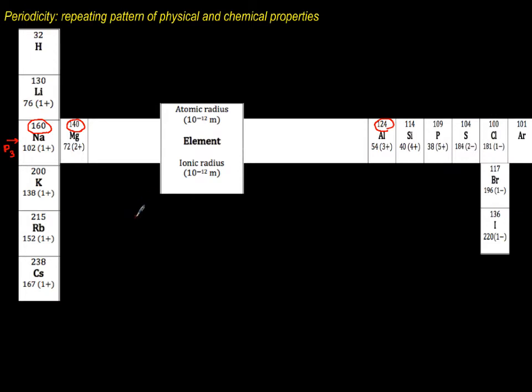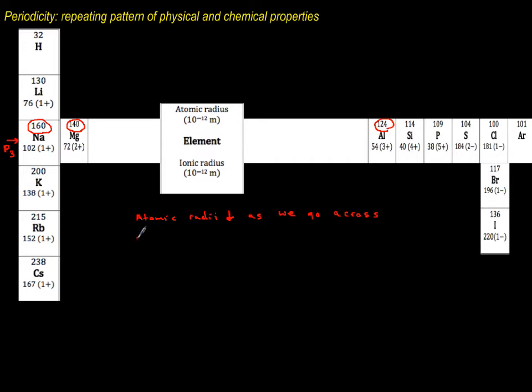So let's just write that. Atomic radii decreases as we go across. Now the reasoning, you have to be able to justify it. It's simply because you have more protons and you have the same number of shells. So number of shells are not changing.